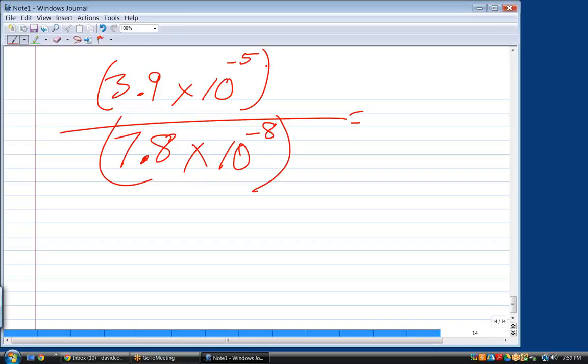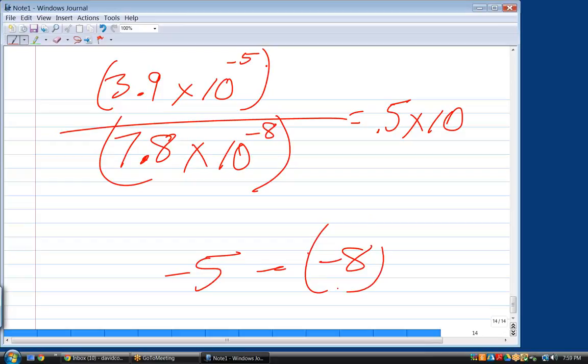It's 0.5. Okay. 0.5 times 10 to the what? You're subtracting a minus. Right, so it's minus 5 minus a minus 8. So could you just change the symbol to a plus? Yeah, you tell me how to do it. What's minus 5 minus a minus 8? Would that be just negative 13? No. Would it be negative 3? No.